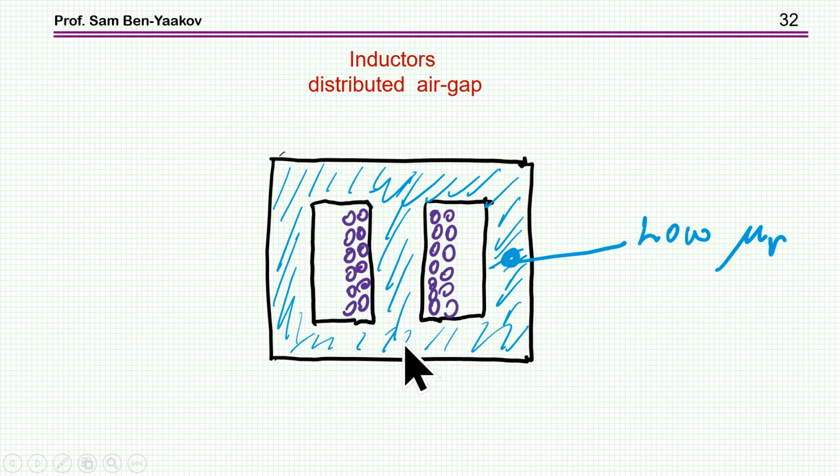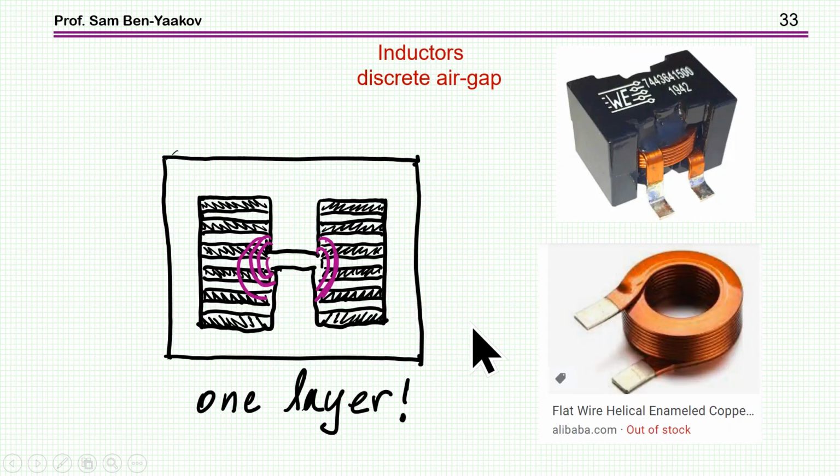Another way is to use a distributed gap, that is, material like iron powder, which has a low mu sub r, relative permeability, and by this you will reduce quite a bit the flux, which is sort of moving from the ferromagnetic material into the window. So this is another way to go. And here I'm showing another approach for inductors.